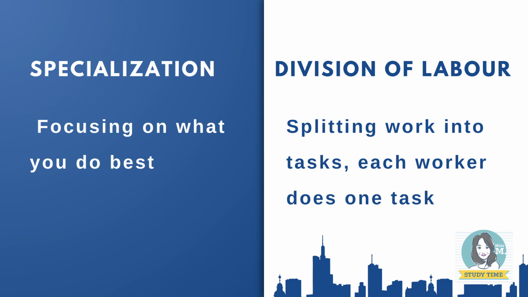So specialization allows individuals and businesses to focus on what they do the best, and division of labor breaks down the production process into specialized tasks. Together they lead to greater efficiency, greater productivity, and greater quality in the production of goods and services.